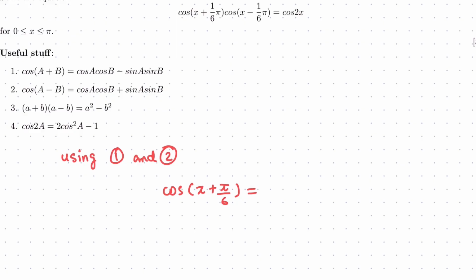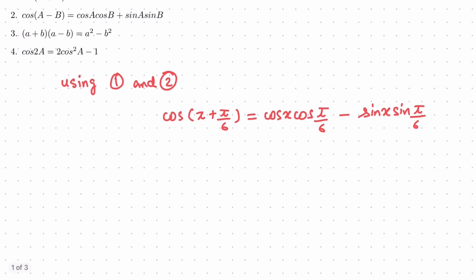This is equal to, according to formula number 1, cos of x cos of pi over 6 minus sine of x sine of pi over 6. And I know the values of cos pi over 6 and sine pi over 6. So this is equal to root 3 by 2 cos of x, because cos pi over 6 is root 3 by 2, minus 1 over 2 sine of x, because sine of pi over 6 is 1 over 2.